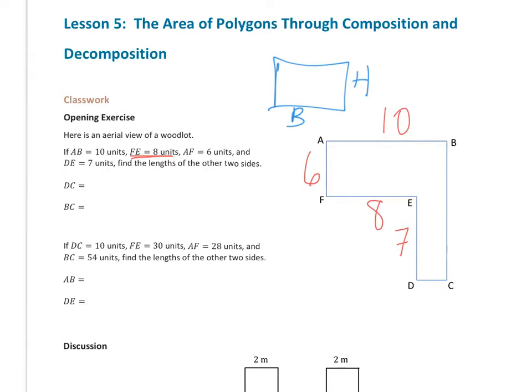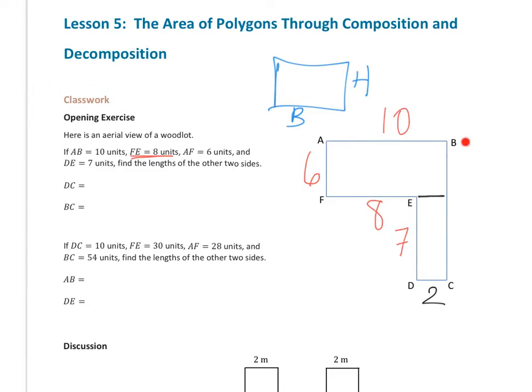Well, check out this. Side DC all the way down here would be the exact same as if I put an imaginary line right there. So I know that this line is 10, AB, and this is 8. So that tells us, since this and this would be the same, then DC is 2 units.